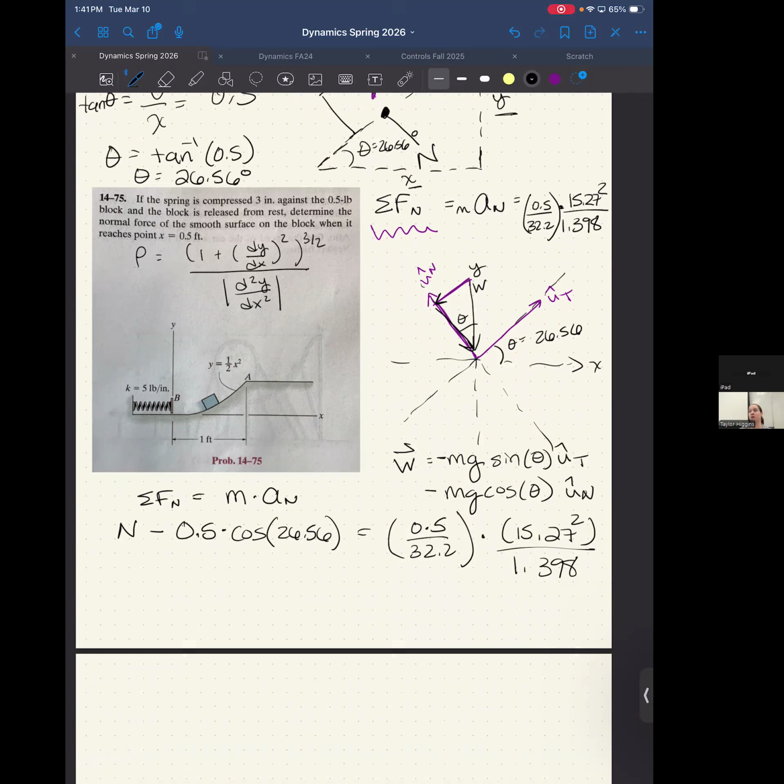Why am I happy? One equation, one unknown, and the unknown is the one the problem is asking me for. I just need to solve for n. Anyone have an answer for n? I got 3 and some change. About 0.04 and change. Ounce.